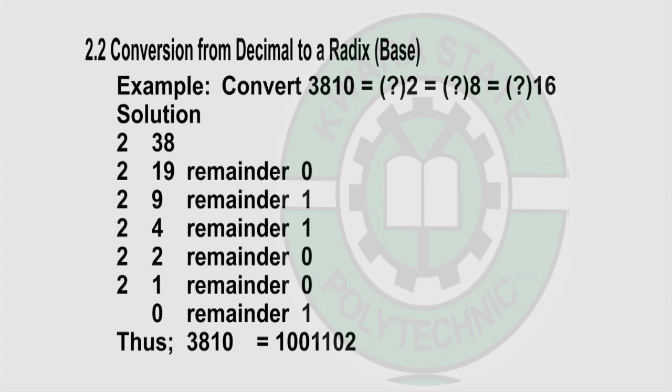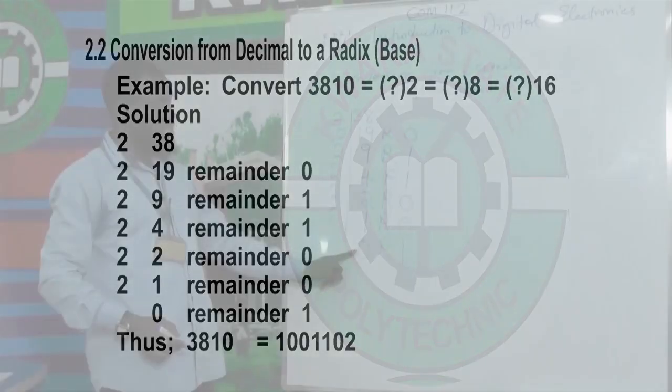Remainder 0. That's what that point was saying earlier, that whenever you divide, you use 2 to divide, and you get a remainder, you note it. You note whatever remainder you have, even if you don't have remainder, you note it. So 2 in 19, we now have 9, remainder 1. 2 in 9, we now have 4, remainder 1. 2 in 4, we have 2, remainder 0. 2 in 2, we now have 1, remainder 0. 2 can also go in 1. You now have 0, remainder 1. So we can't go further because nothing can go into 0.